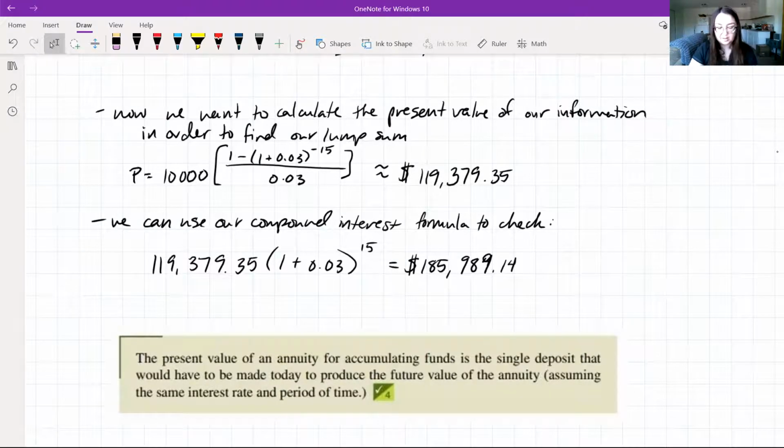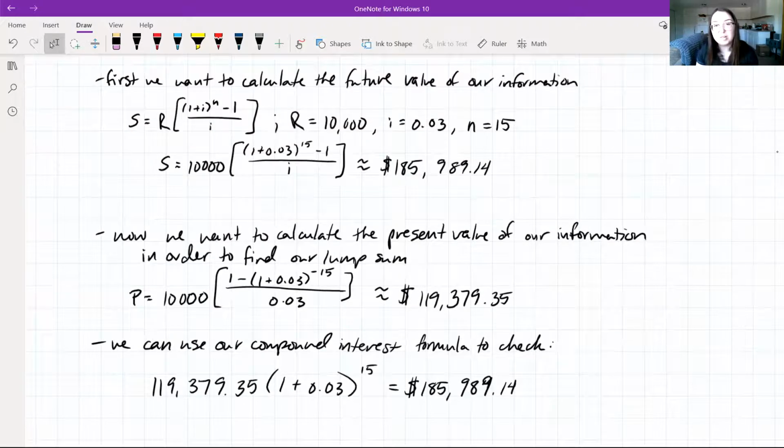All right, so just a blurb from the book here, we have the present value of an annuity for accumulating funds is the single deposit that would have been made today to produce the future value of the annuity, assuming the same interest rate and period of time. So this is basically saying that our present value of a single deposit into an account that's made today is going to have the same future value of the annuity. So that's why we were able to calculate our future value and then calculate our present value. And then once we figured out what our present value would be in the same amount of time, it was the same value.